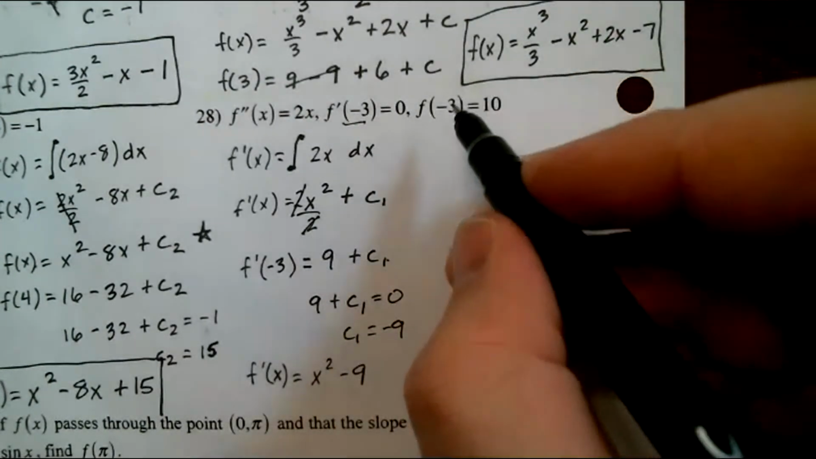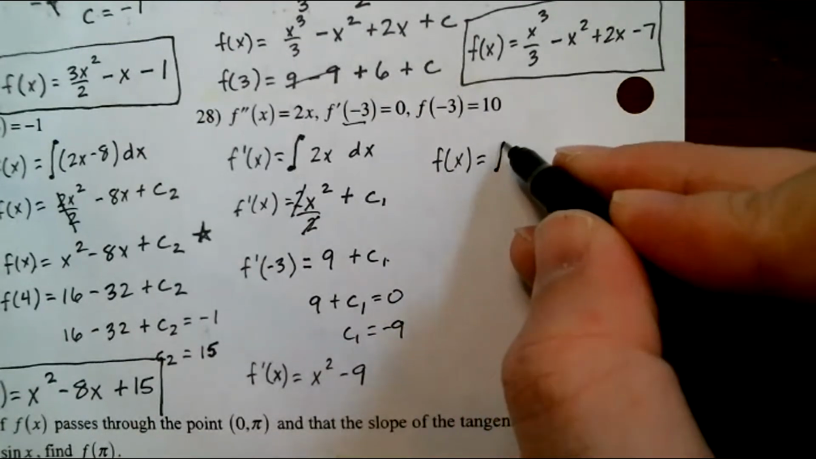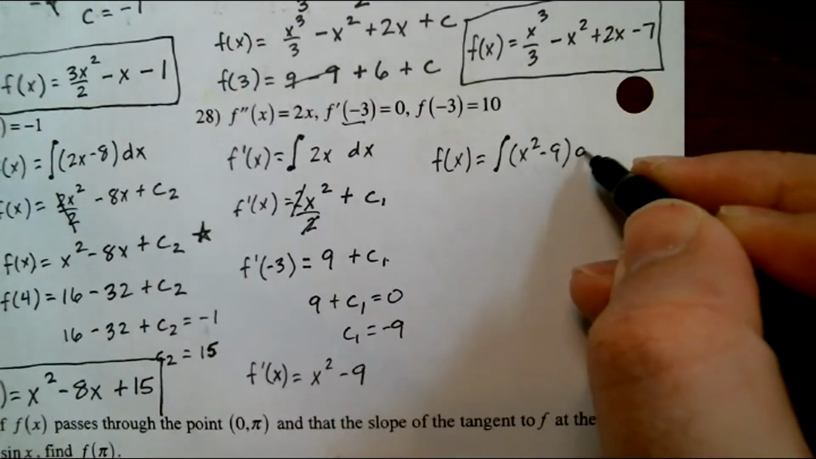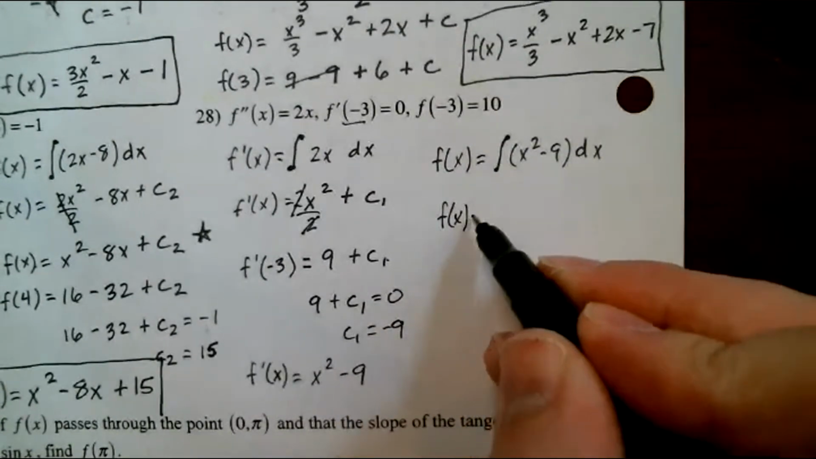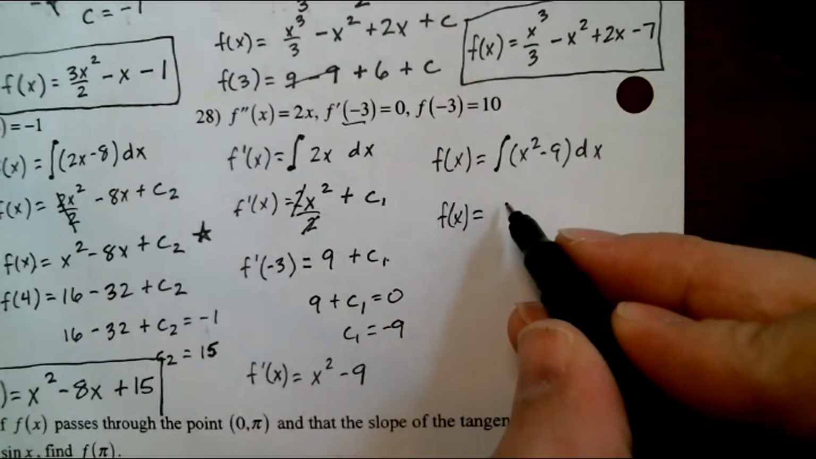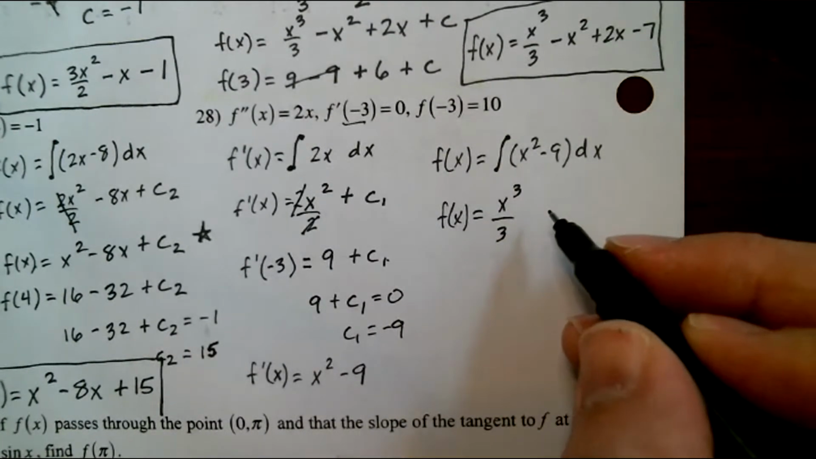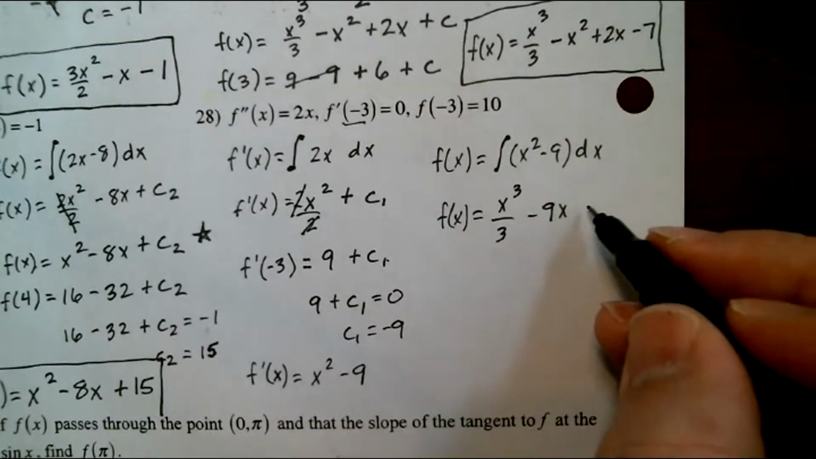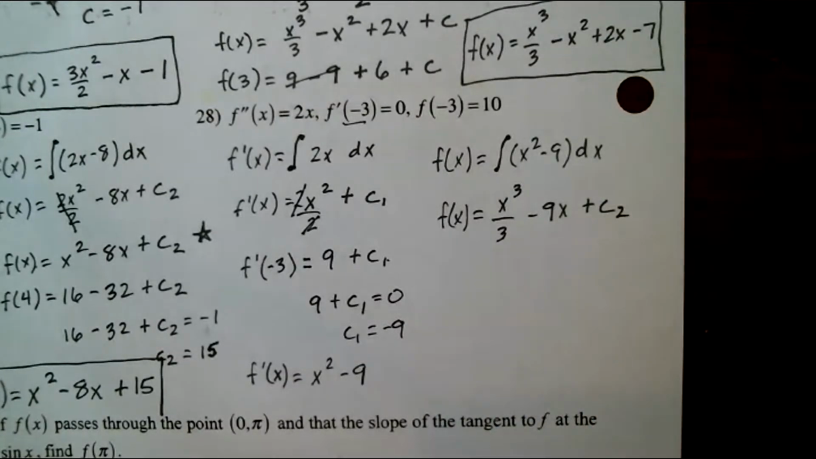Then we just bring that over here and say f of x is equal to the integral of x squared minus 9 dx. F of x is equal to x cubed over 3 minus, it's a constant, just add an x, and then don't forget your c. We'll call it c2.